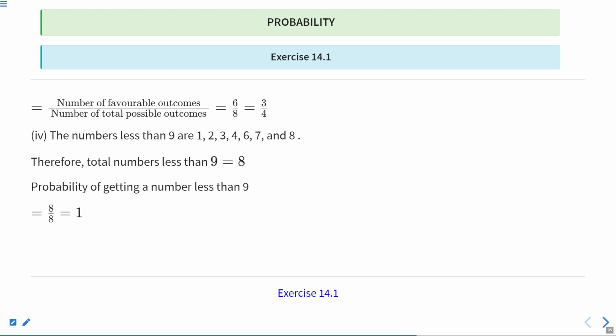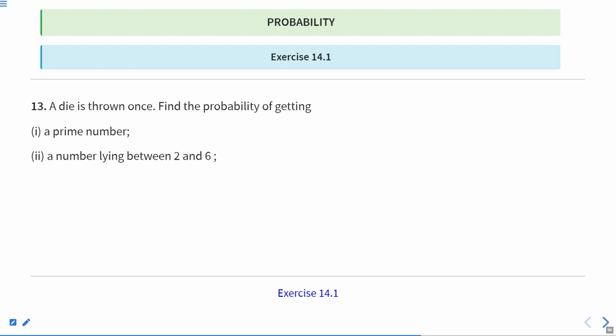Next we have to find the probability of a number less than 9. The numbers less than 9 are 1, 2, 3, 4, 5, 6, 7, 8. Therefore the total number of numbers less than 9 is equal to 8. Probability of getting a number less than 9 is equal to 8 by 8, that is equal to 1. Okay, so now let us move to the next problem.